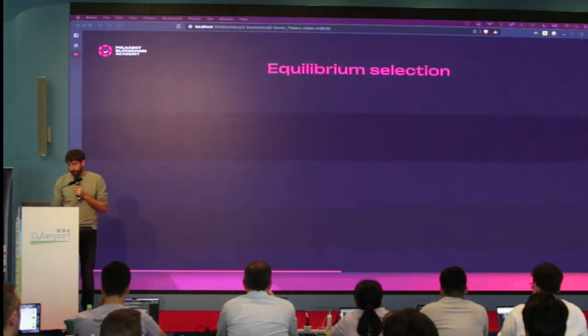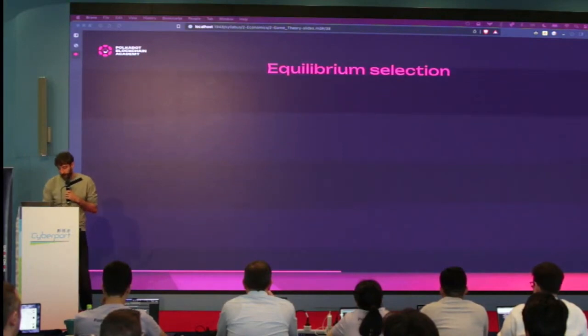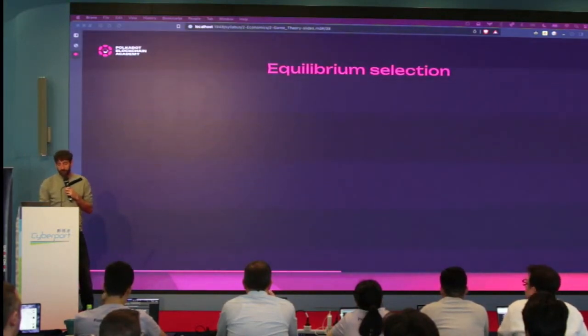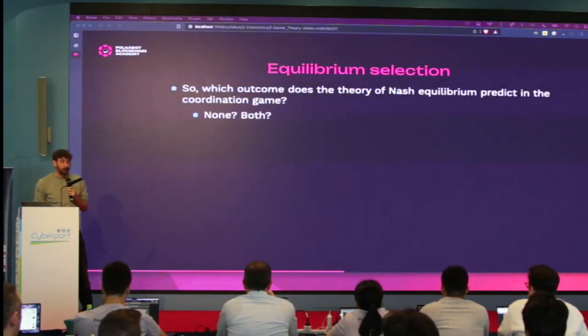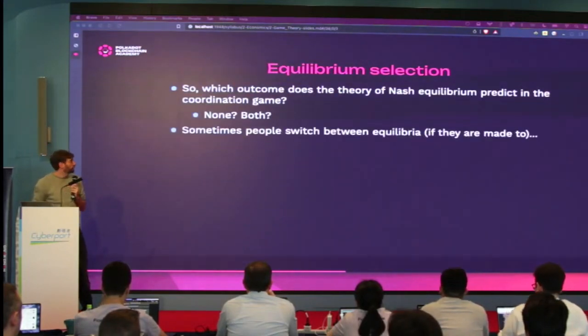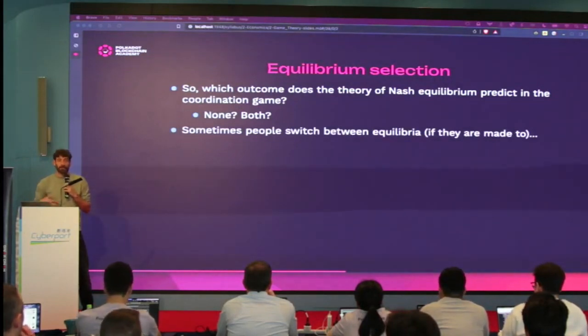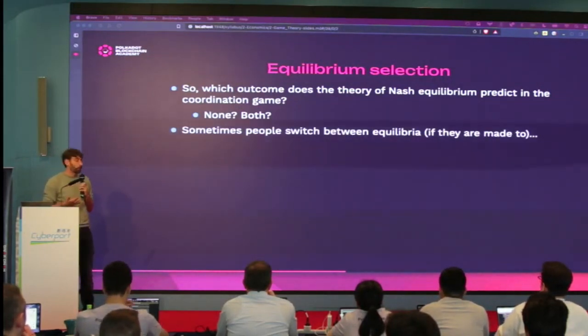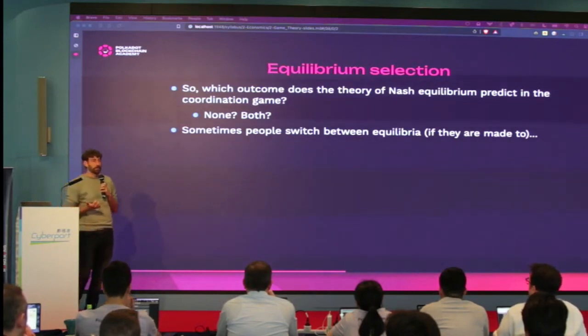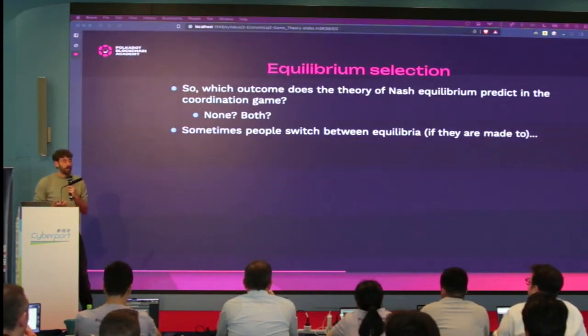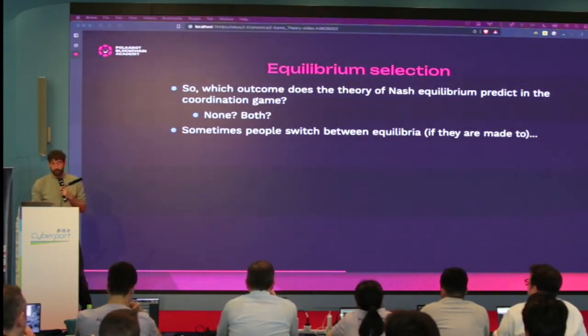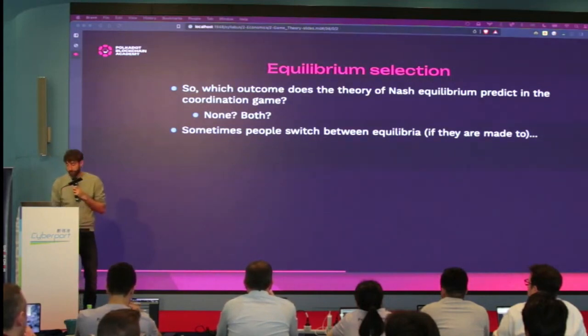So now the question is, which outcome does the theory of Nash equilibrium predict in the coordination game? None, both. The problem is that the Nash equilibrium doesn't give you any prediction about which Nash equilibrium should actually be selected, right? There we need additional theory or additional ideas.